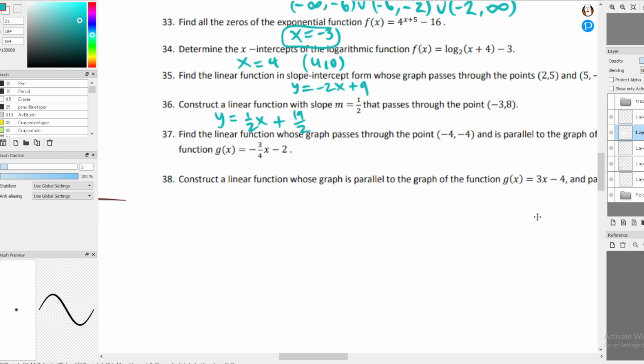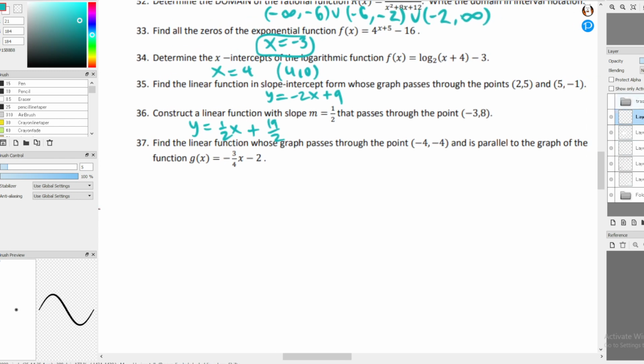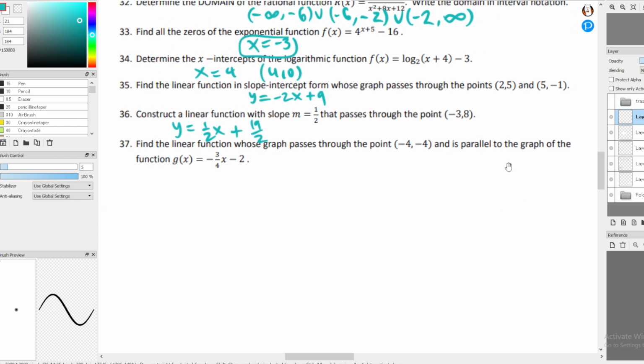Next, it's 37, and we are finding the linear function whose graph passes through the point negative 4, negative 4, and is parallel to the graph of the function g of x equals negative 3/4 x minus 2. Because it's parallel, we know our slope is the same. So we will have negative 3/4, and we're just going to do the same thing that we did last time, where we're plugging in negative 4 for our y and negative 4 for our x, and then plus b.